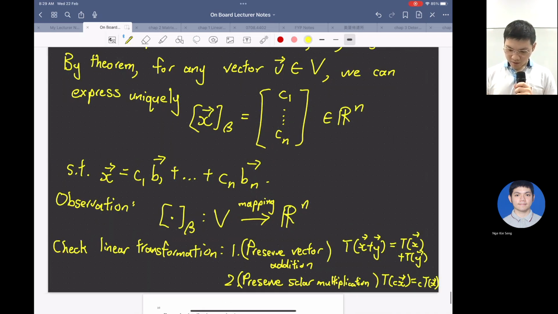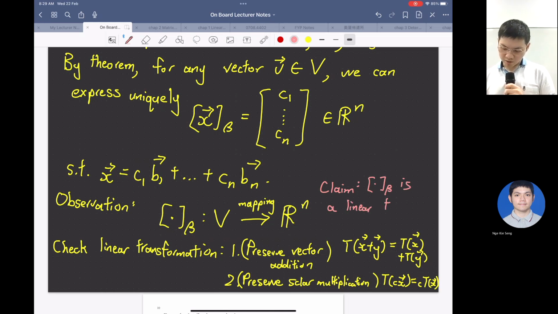So the claim is, and claim means what I say is true, the claim is that this mapping here is a linear transformation.